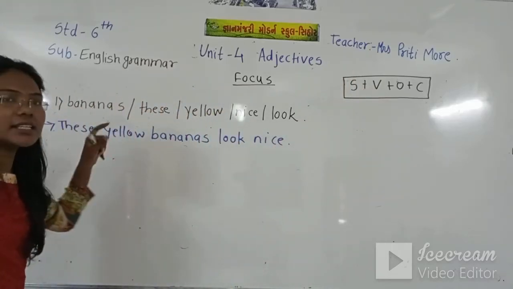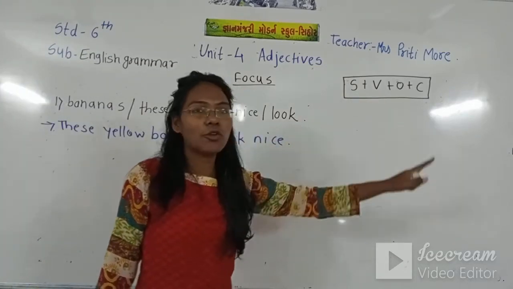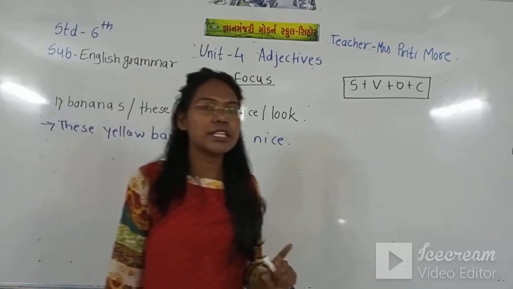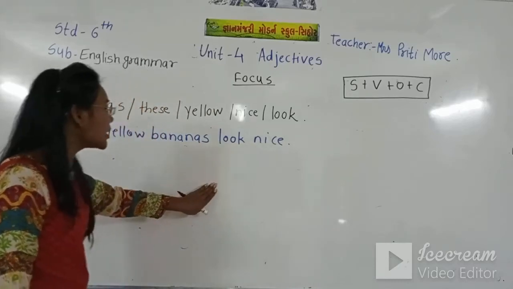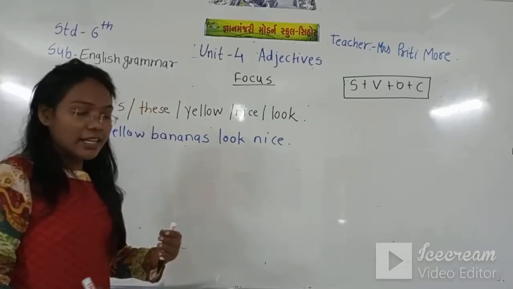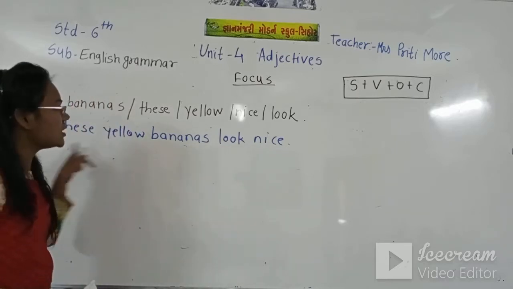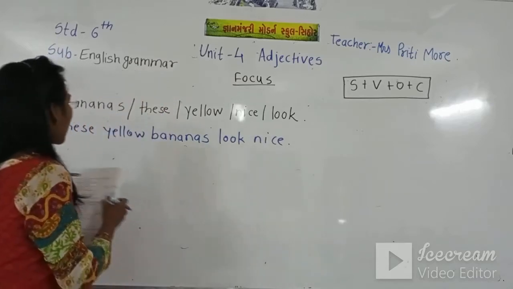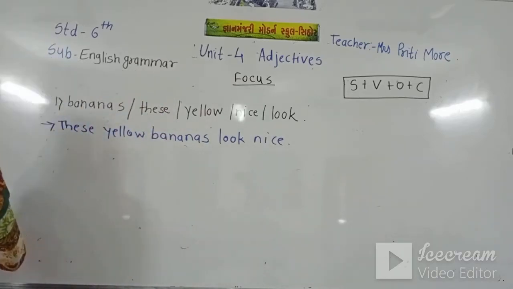For making a sentence, first we always need the subject, verb, object and complement. But some sentences don't need the object, we can write the complement directly. That we will see in our next chapters. So this yellow banana is our subject, look is the verb and nice is the complement. So the answer is: this yellow banana look nice.